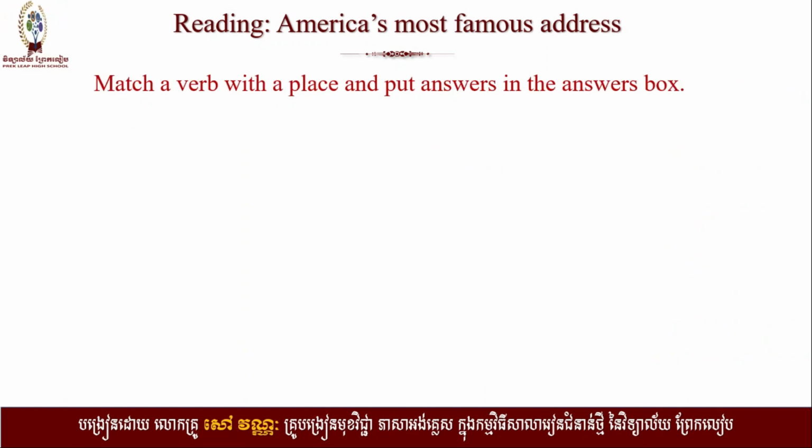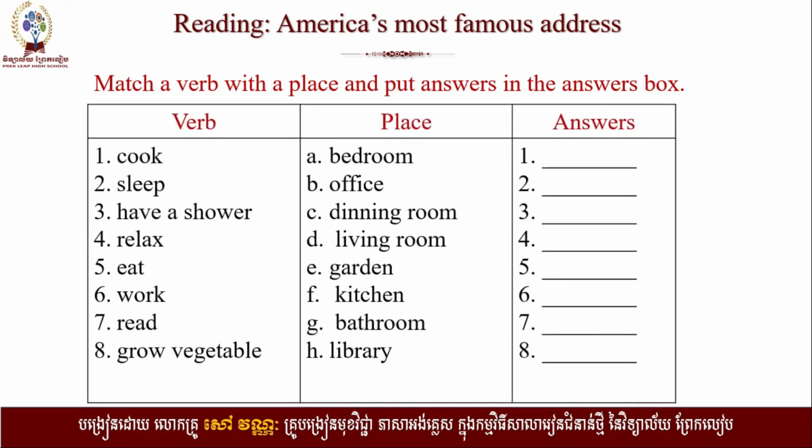Match a verb with a place and put the answers in the answer box. Verb, place, and answer. So let's go to the verb box. One, cook. Two, sleep. Three, have a shower. Four, relax. Five, eat. Six, work. Seven, read. Eight, grow vegetables.